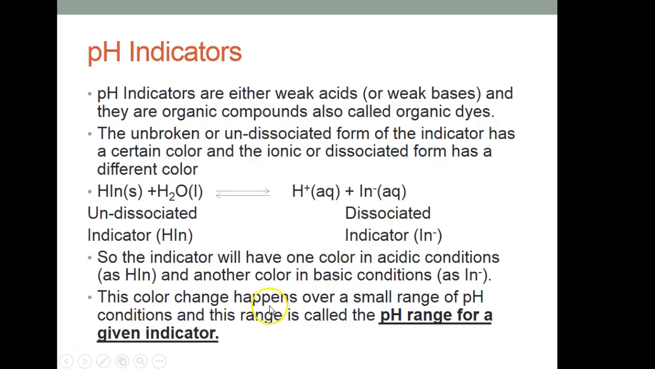This color change between the undissociated and the dissociated part, the conjugate part of the indicator, happens in a very narrow pH range. It happens in a very small range of pH conditions. And this is then called the pH range for that given indicator.